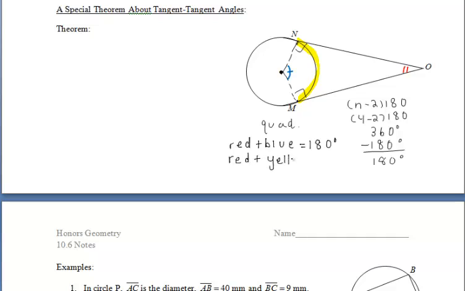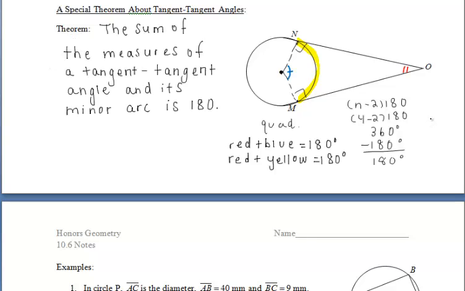So we can replace the blue with yellow and say that that red angle plus the yellow minor arc must add up to 180 degrees. And that means that the sum of the measures of the tangent-tangent angle and its minor arc is 180 degrees. We'll pick back up with the second part of the notes in just a moment.